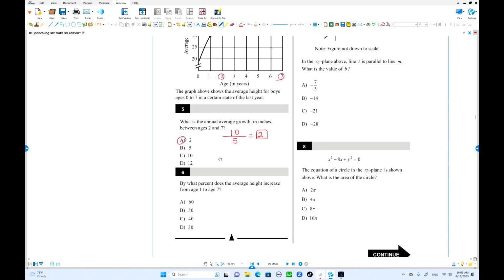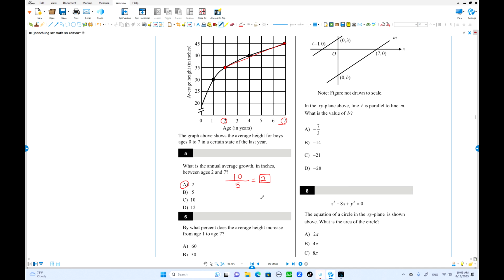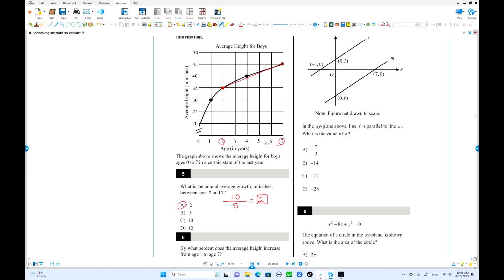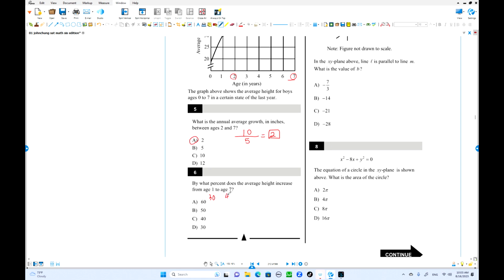The next question: by what percent does the average height increase from 1 to 7? From 1, that is 30. At 7, the height is now 45. So we're going to find the percent increase. 45 minus 30 is the increase from this number 30, times 100. This is 15 over 30, that's going to be 1/2 times 100. 50% increase during 6 years.